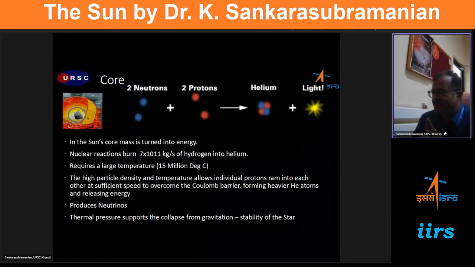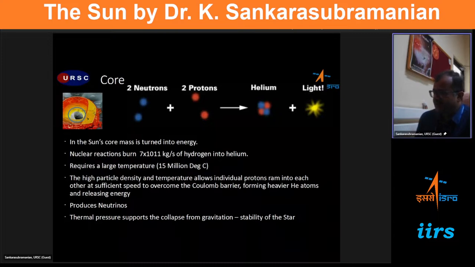Then when helium is produced, you also get gamma rays coming out from it, and you also get neutrinos coming out from it. The high energy density and temperatures allow individual protons to ram into each other at sufficient speed. That is, the kinetic energy of these protons overcomes the Coulomb barrier, and that's how it forms helium atoms and releases the energy.